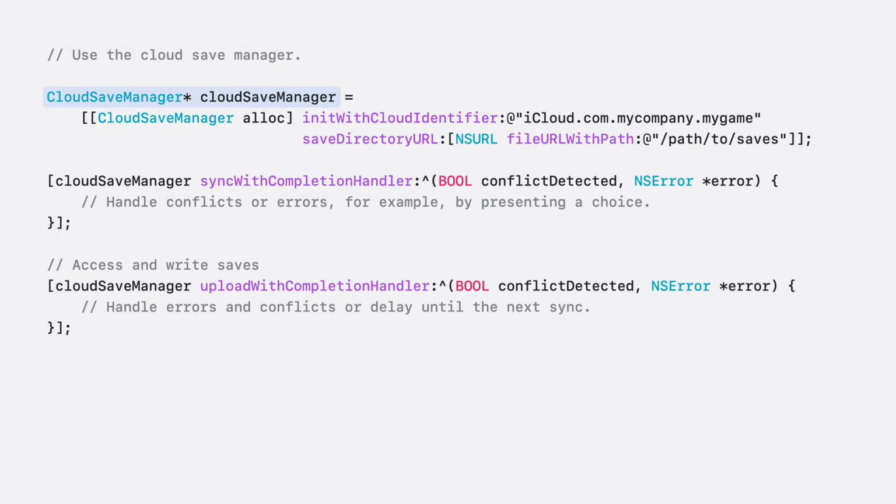The sample provides a Cloud Save Manager class that handles syncing for you. To try it out, make sure to set it up using your iCloud identifier and specifying an existing folder containing game save data. At game launch, the sample calls sync, passing a completion handler block. This block is a great place to handle any merge conflicts between local data and cloud data. Finally, to save progress to the cloud, the sample calls upload every time it writes into save files. This is another spot where you can pass a completion handler to resolve any conflicts.